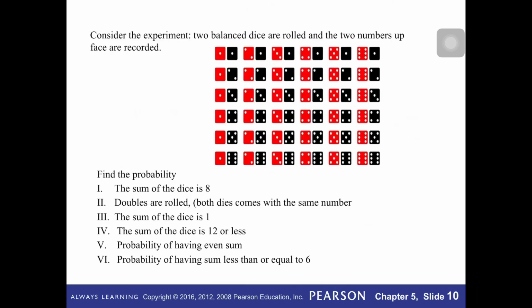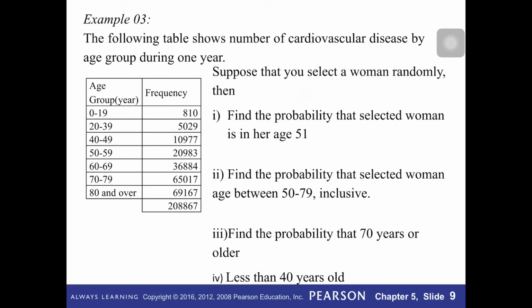What about this one? Okay, I'll do this example. The following table shows the number of cardiovascular disease cases by age group. They have mentioned their age groups and frequencies. So this is the total number of outcomes. This is the total outcomes. Clear? Suppose that you select a woman randomly, then find the probability that the selected woman is in her age 51.